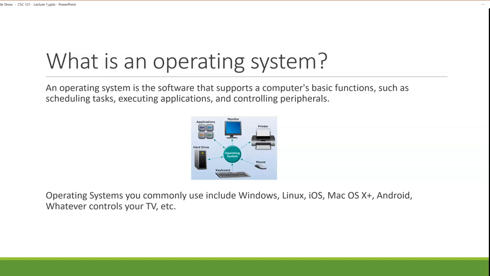So what's an operating system? An operating system is the software the computer uses to control its basic functions. It schedules tasks, so you can have multiple programs at once. You can execute applications, and it controls interaction with peripherals. Windows, Linux, iOS, Mac OS, Android, and whatever controls your TV, for example, the Roku OS.